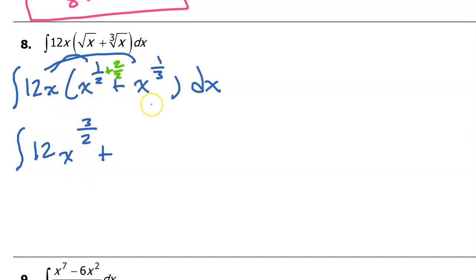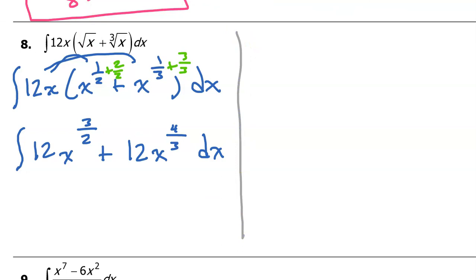And then 12x times x to the 1/3 power. So there's my 12. Now I'm doing 1 plus 1/3. 1 is the same thing as 3/3. So this will be 4/3. So x to the 4/3 power dx. Now I am all ready to use the power rule of integration. So I need to add 1 to this exponent. So adding 1 would be the same thing as adding 2/2. So this will be 5/2. So I have x to the 5/2 power.